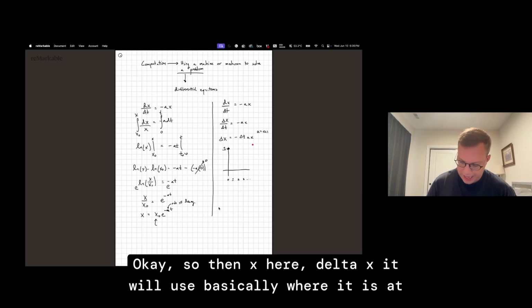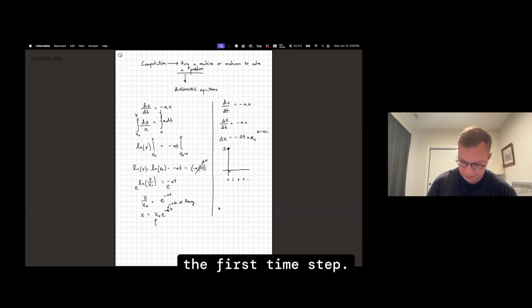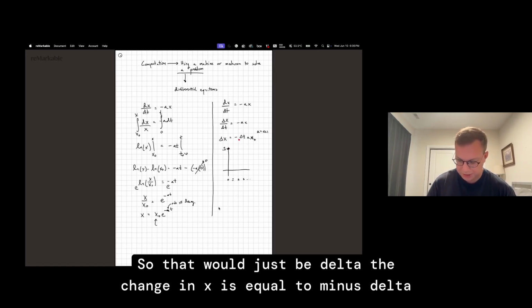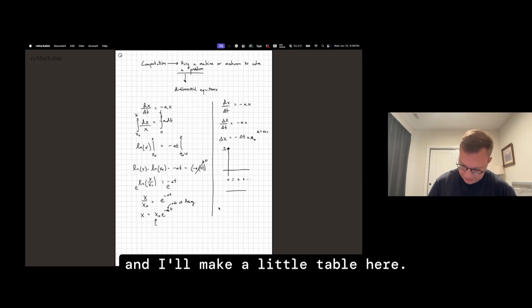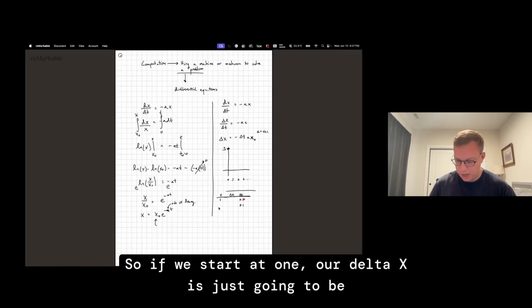So then for delta x, we'll use basically where x is at the first time step. At time 0, it's at 1. So the change in x is equal to minus a x delta t. And I'll make a little table here. So if we start at 1, our delta x is just going to be, okay.